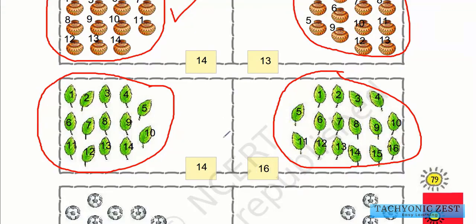So we have to tick the one with more number of leaves. So can you tell me which group is bigger or which group contains more number of objects? Correct, the right hand side group. So this group, the right hand side group, contains 16 leaves, which is bigger than 14. So this is obviously the group which has more number of objects.